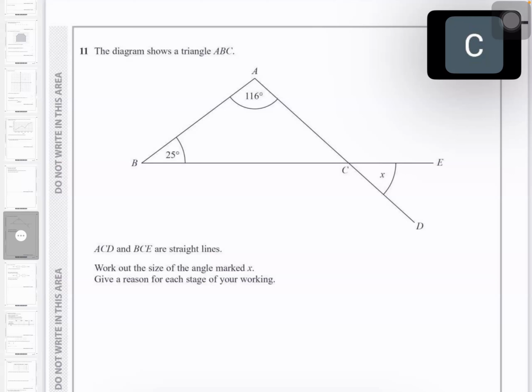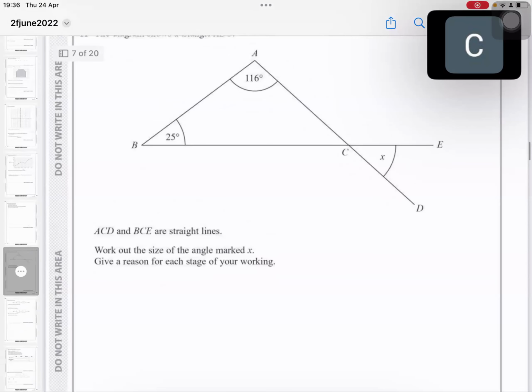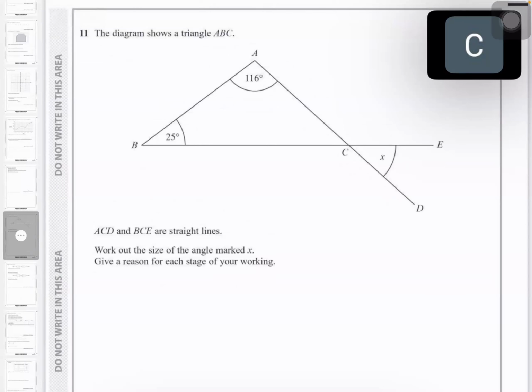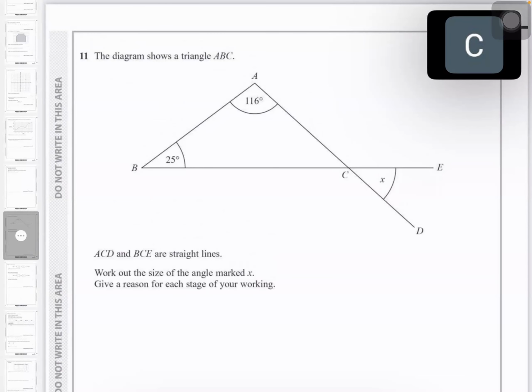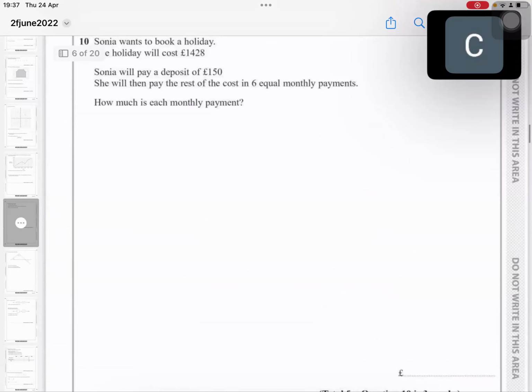Okay. So that's it for this triangle. I think the two reasons you need to give are: number one, sum of angles in a triangle is 180 degrees, and then the second reason is that vertically opposite angles are equal.